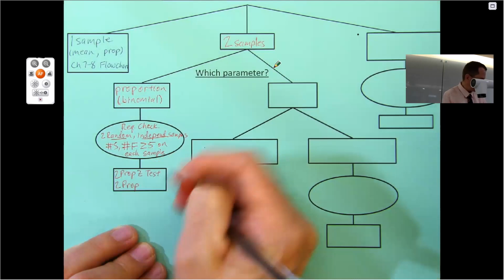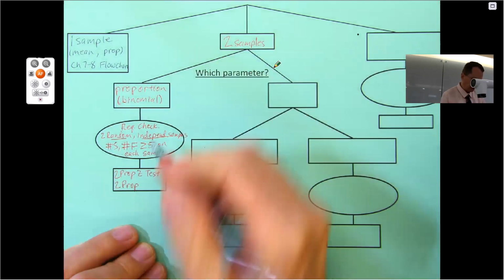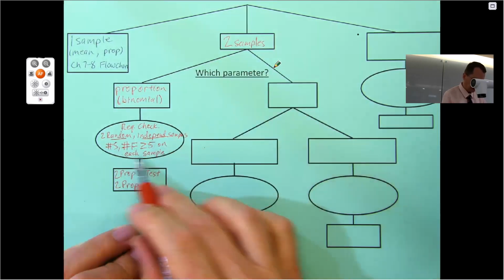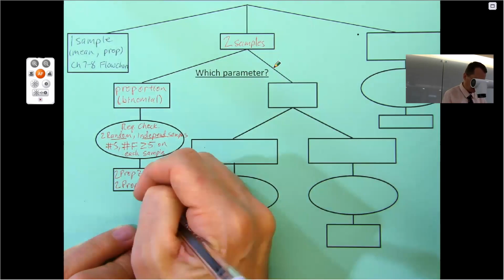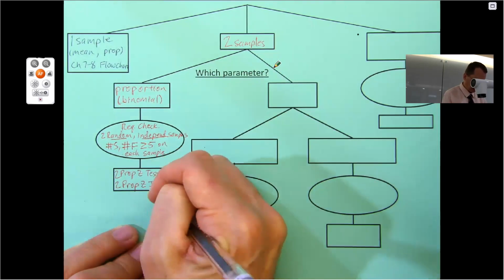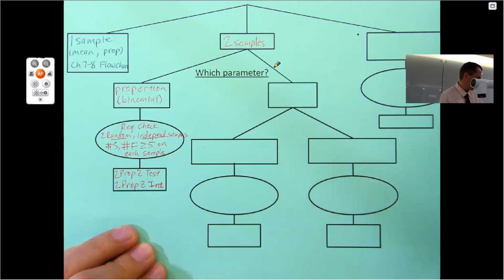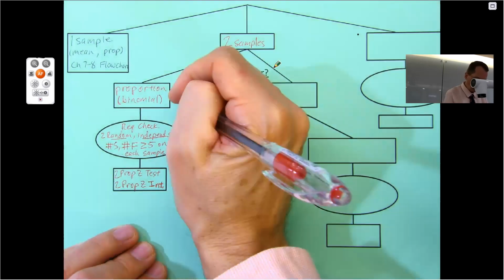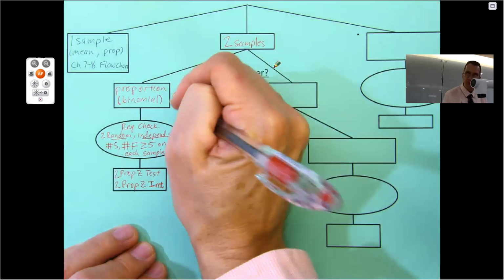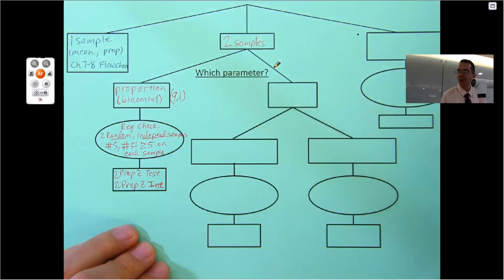Since it's a proportion and a binomial, and we had number of successes and failures greater than or equal to 5 on each sample, then it's close enough to the bell curve because of the normal approximation to the binomial that we did in 6.6. Remember that big, scary, ugly thing? That was big, ugly. Okay, so that was a proportion or a binomial for 2 samples, and we did that in 9.1.